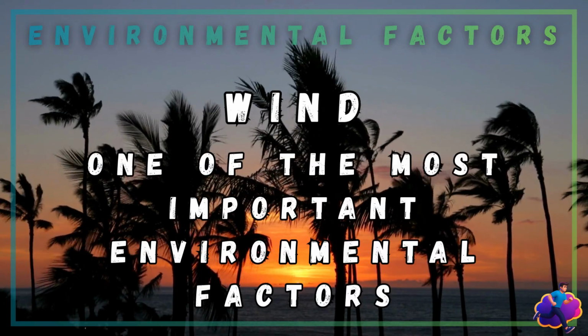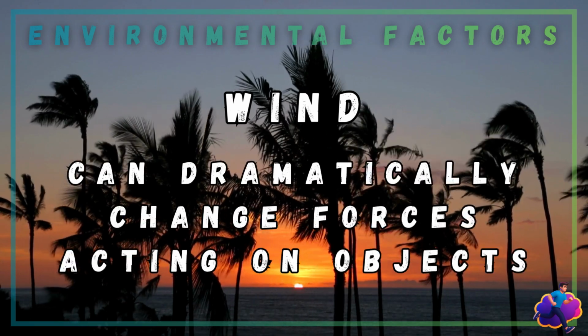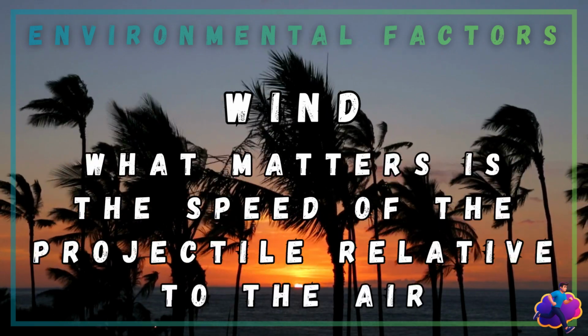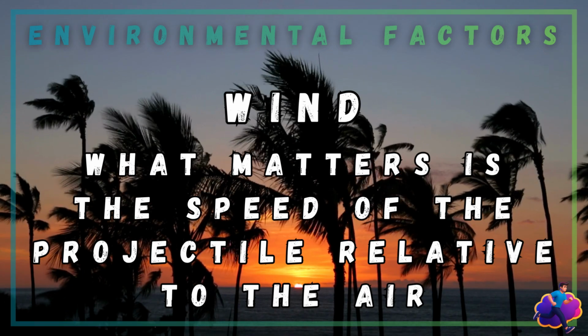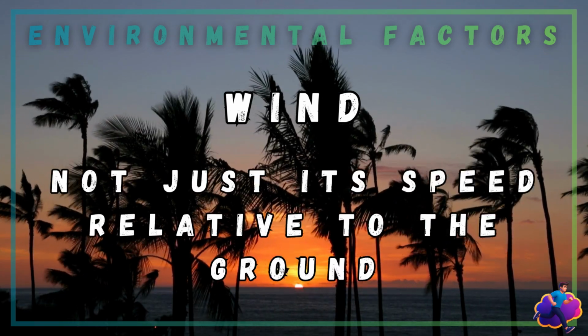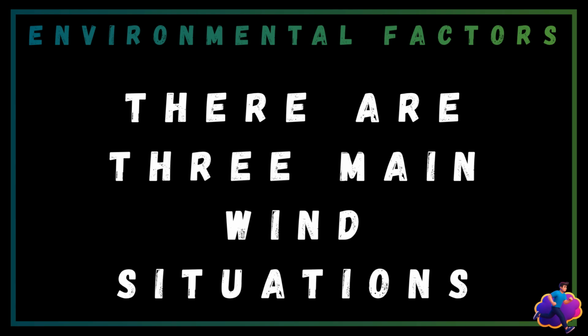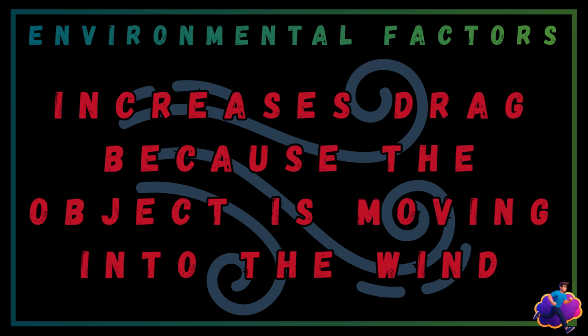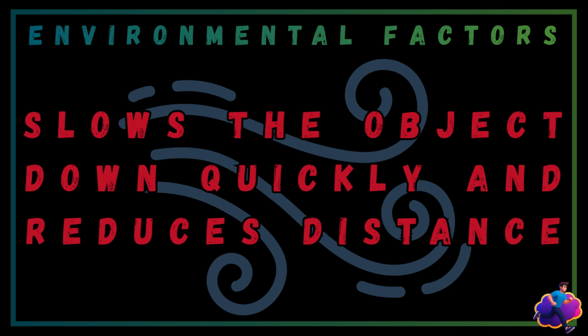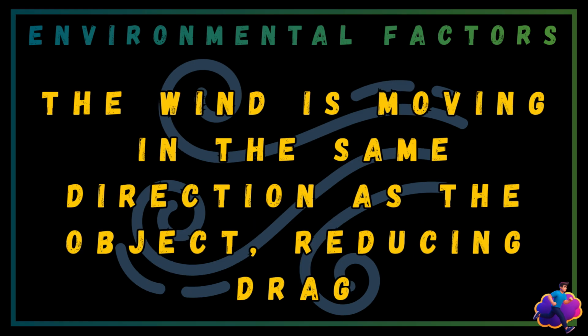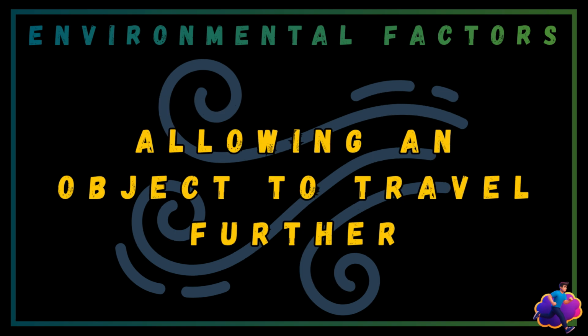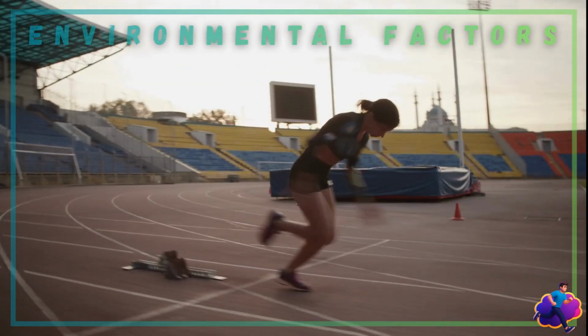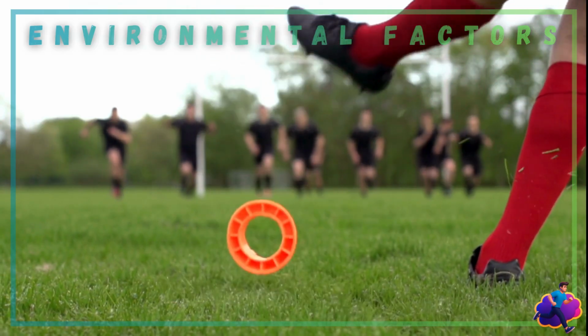Wind is one of the most important environmental factors because it can dramatically change external forces. What really matters here is the object's speed relative to the air, not just its speed over the ground. There are three main wind situations. A headwind increases drag because the object is moving into the wind. This usually slows the object down more quickly and reduces distance. A tailwind reduces drag because the air is moving in the same direction as the object. This allows the object to travel further. That's why tailwinds can help sprinters and long-distance kicks.